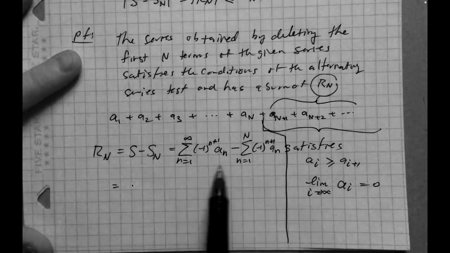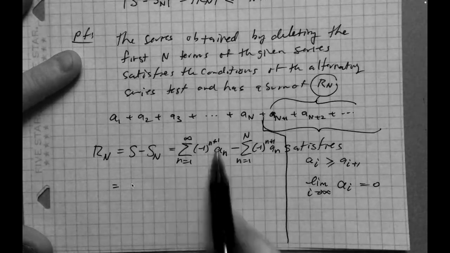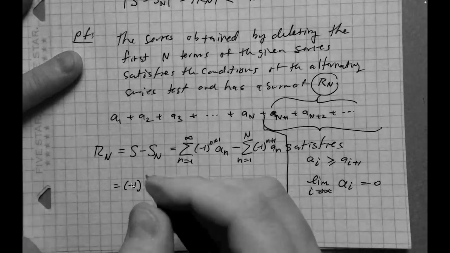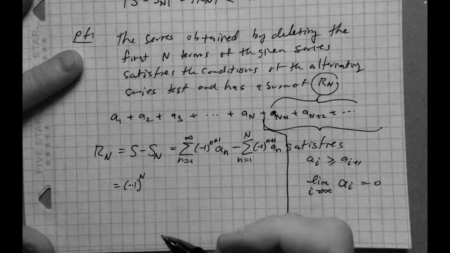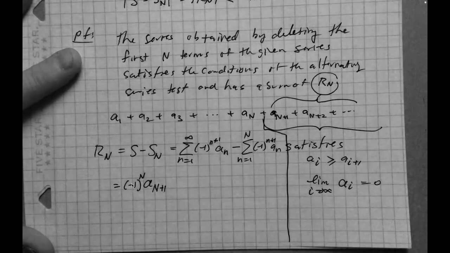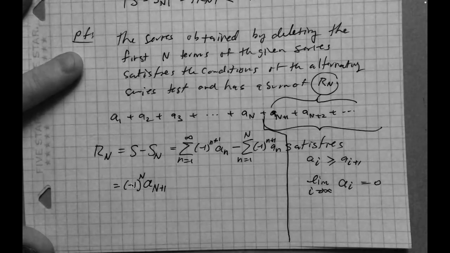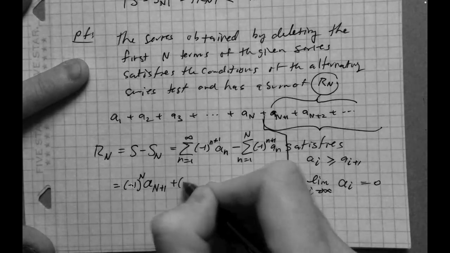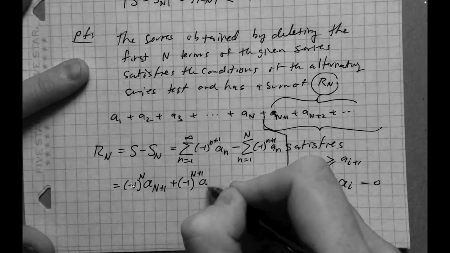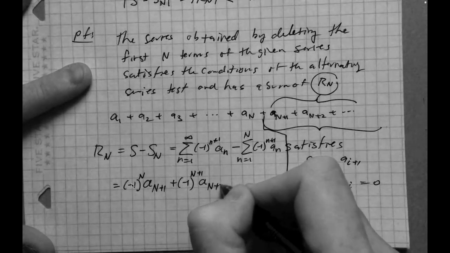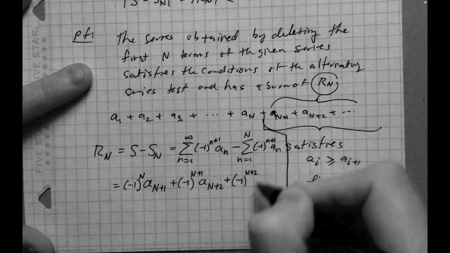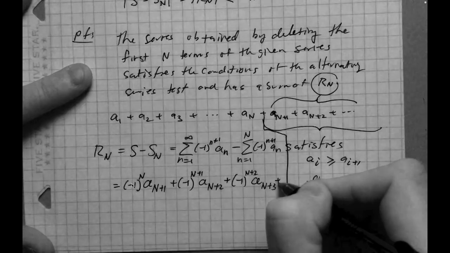Right. So basically what we're going to do is say, okay, we just want the terms that come after n. So let's write what those are. Negative 1 to the nth power times a_{n+1}, plus negative 1 to the n plus 1 power times a_{n+2}, plus, and then we'll just go one more, negative 1 to the n plus 2 power times a_{n+3}, and so on, right? It just keeps going.